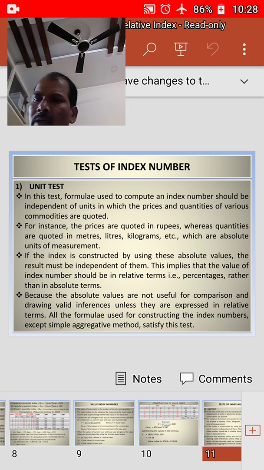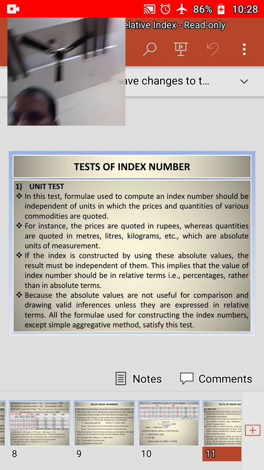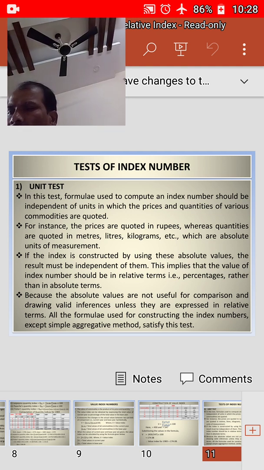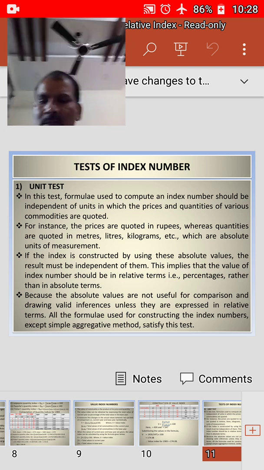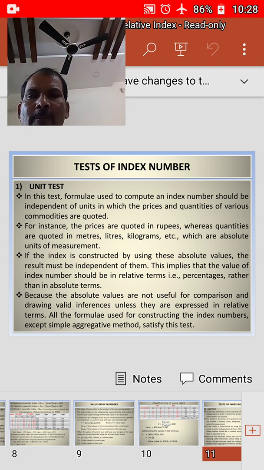Right. Now, we will consider tests of index numbers. Okay. What are the tests? We need to consider them for the index numbers. We will see. Okay. First, unit test.